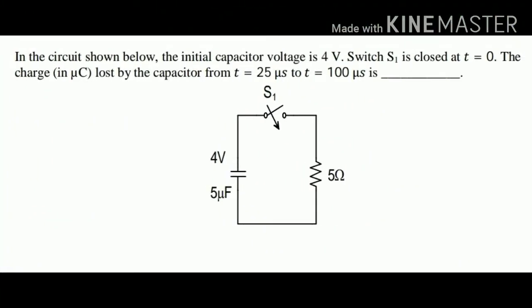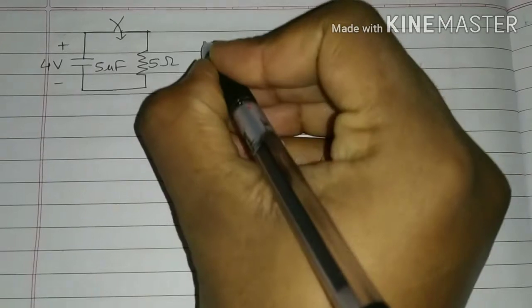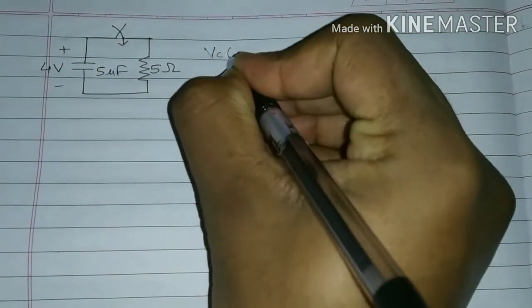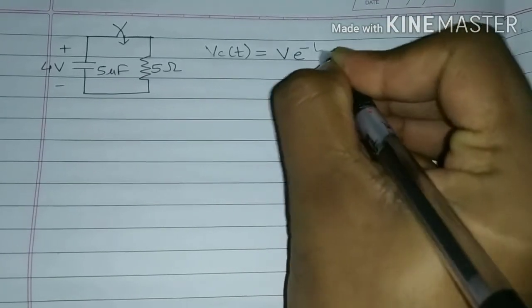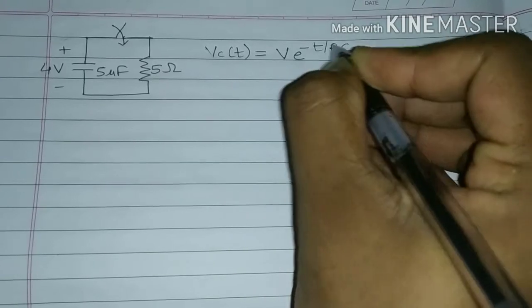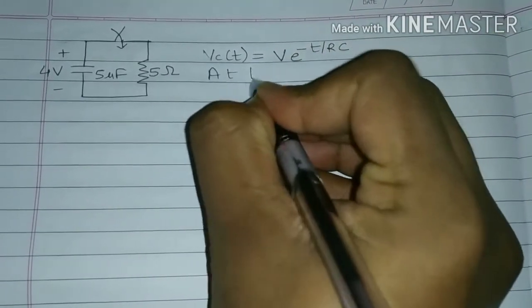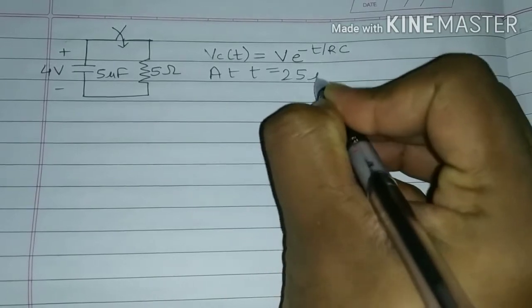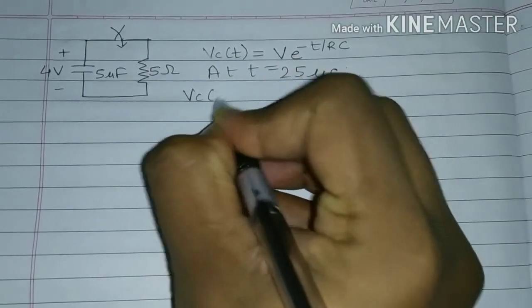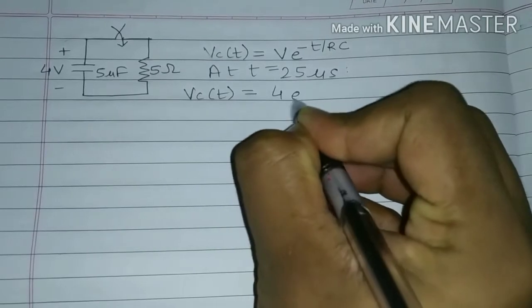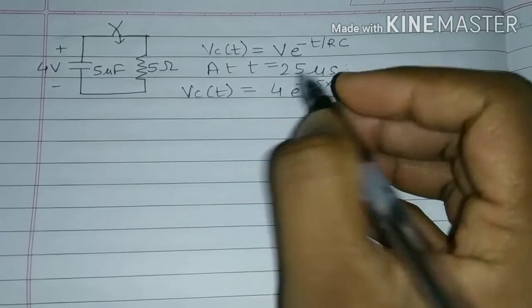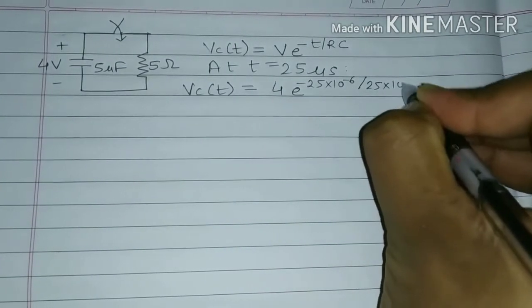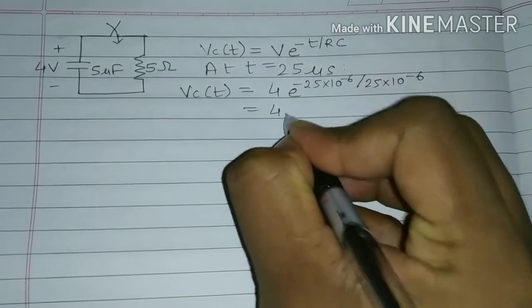In this question, we have to find out the charge lost by the capacitor. We know that the discharging equation of a capacitor is given by Vc of t is equal to V into e raised to minus t by RC, where V is the initial voltage of the capacitor. So at t is equal to 25 microseconds, the voltage will be Vc of t is equal to 4 into e raised to minus 25 into 10 raised to minus 6 divided by 25 into 10 raised to minus 6, which is equal to 4 into e raised to minus 1.